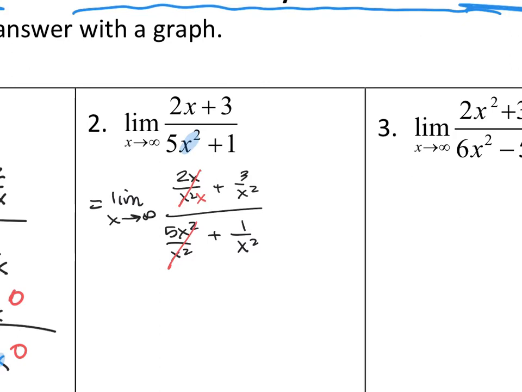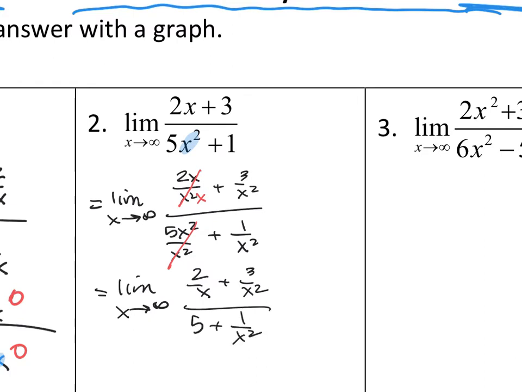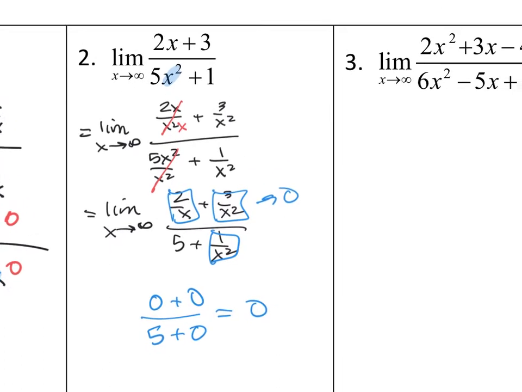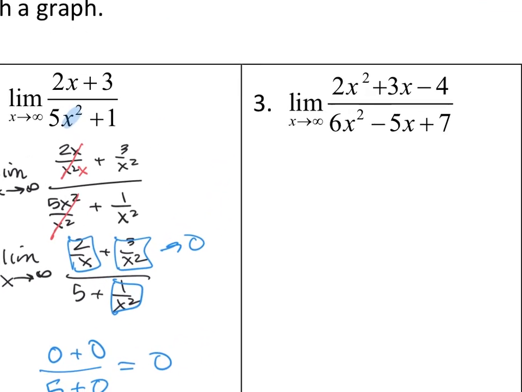So now let's rewrite this. We have 2 over x plus 3 over x squared, over 5 plus 1 over x squared. Now, when you think about these limits, the limit of that one, and that one, they are all 0. So really what we're left with is 0 plus 0 over 5 plus 0, which is 0. So the limit as it heads to infinity would be 0 of that particular rational function.